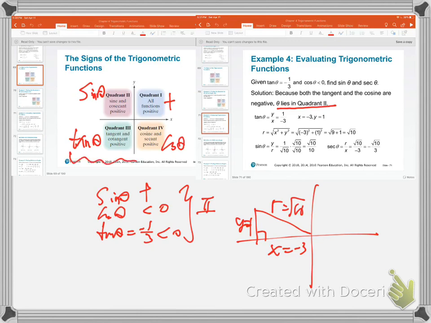So if you already know this table: first quadrant, everybody positive. Second quadrant, sine positive. Third quadrant, tangent positive. And the last quadrant, cosine is positive. You can use it to find the place for the terminal side, and then draw the picture. Draw a right triangle, and you got the answer.